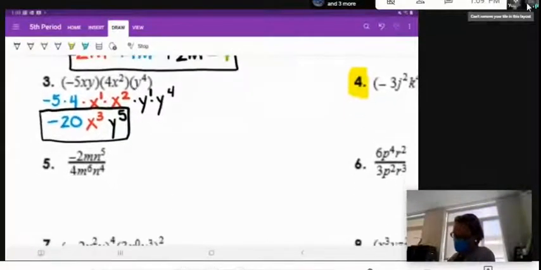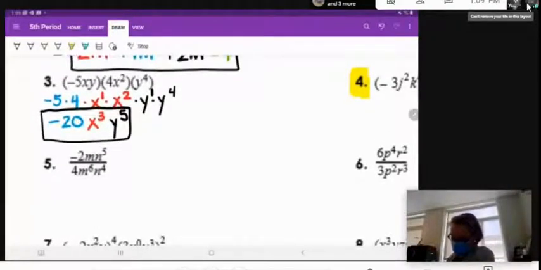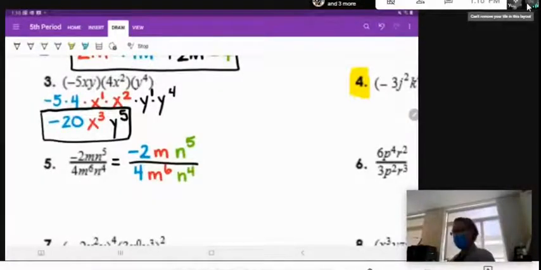So let's look at number 5. Number 5 looks pretty crazy. Got a lot of stuff going on here. I'm going to color code mine. So if I'm looking at this fraction, I'm going to write the -2 and the 4 in the same color. I'm going to do the m and the m to the 6th in the same color. And then I'm going to do the n to the 5th and the n to the 4th in the same color. I'm doing that to highlight what gets matched with what. Which of these pieces, which of these bases are we allowed to combine together?